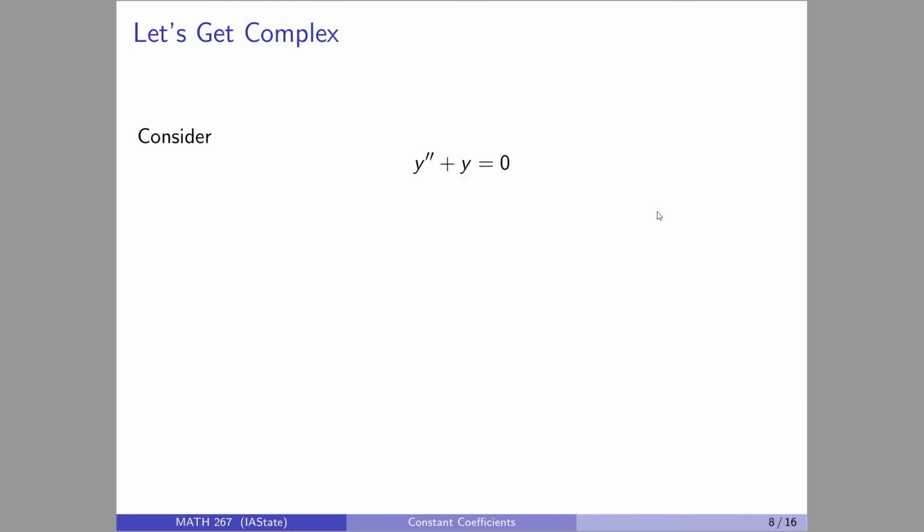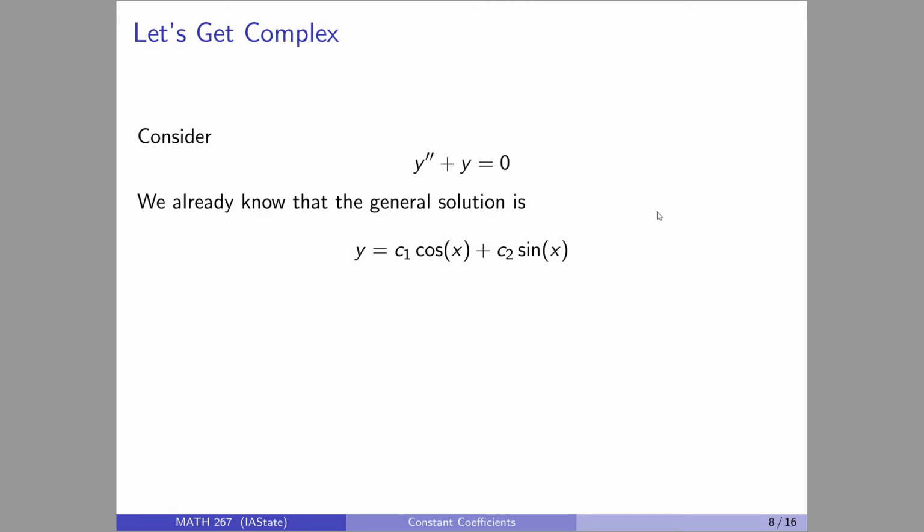Okay, so let's get a real challenge now. Let's look at y double prime plus y equals 0. Well, we know something about this. We've encountered y double prime plus y equals 0 before. We know what the general solution is. We know what a fundamental set of solutions are. Cosine and sine. Ooh, wait.